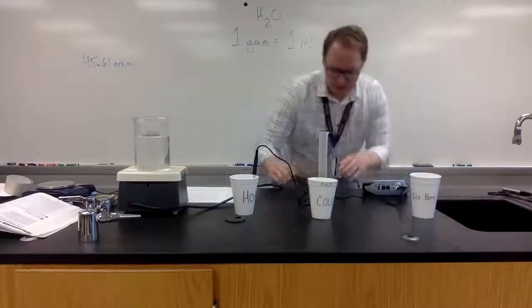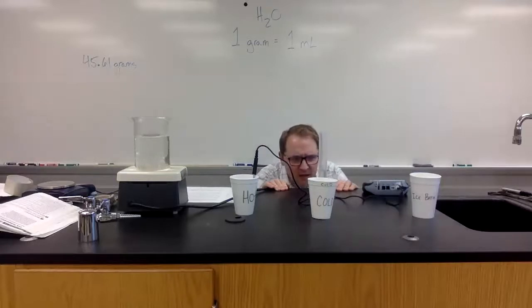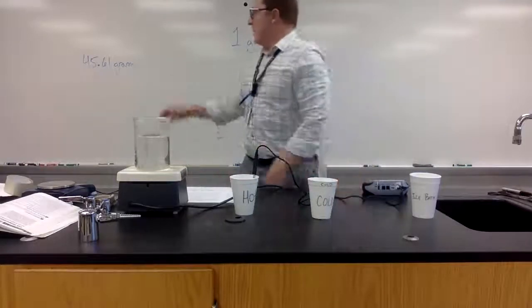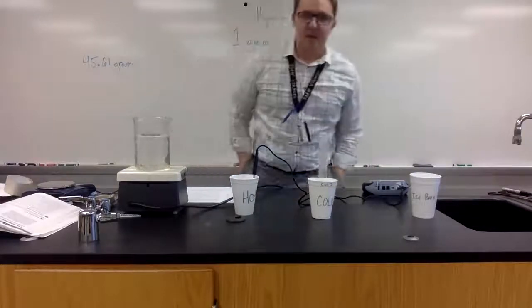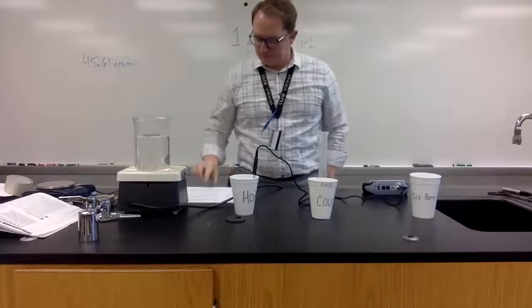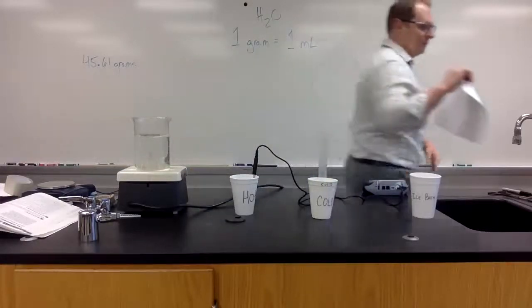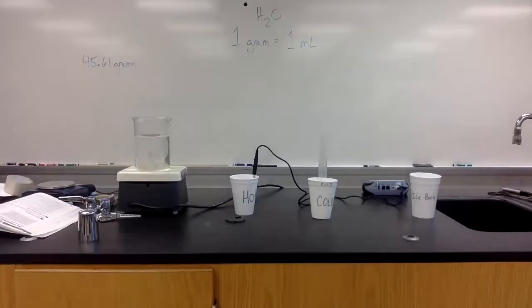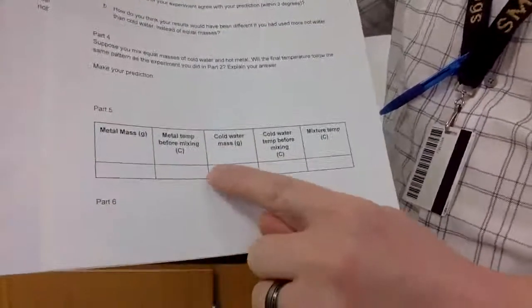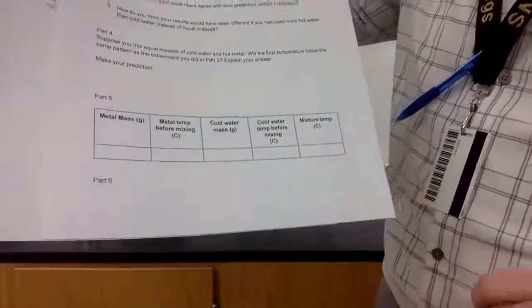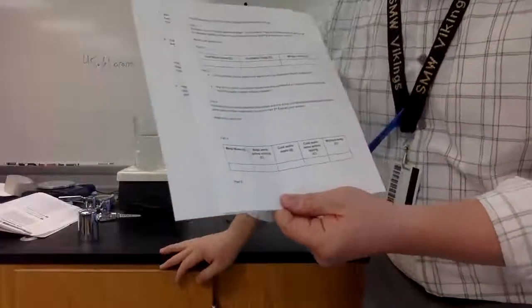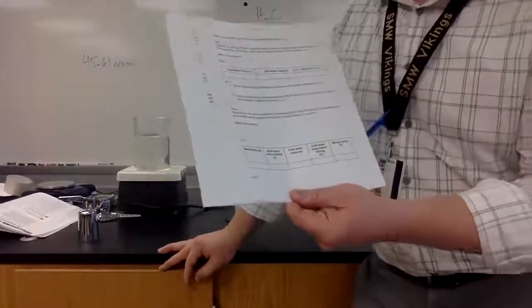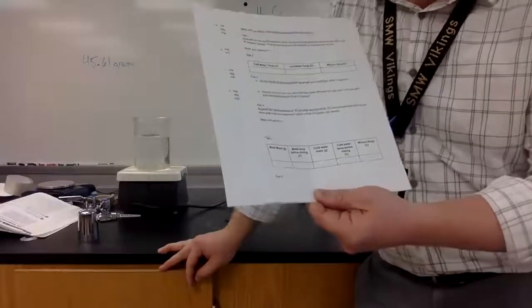Let's check that. Awesome. I'm at about 45.5 grams of water. Okay? Now, stay with me here. On our table on the bottom, right in the middle, we have cold water mass. I just measured very carefully to try and make that exactly the same as the metal mass. So I'm about 45.5.